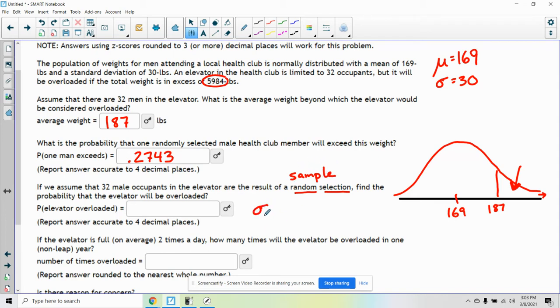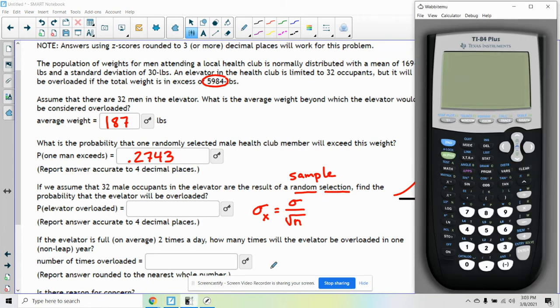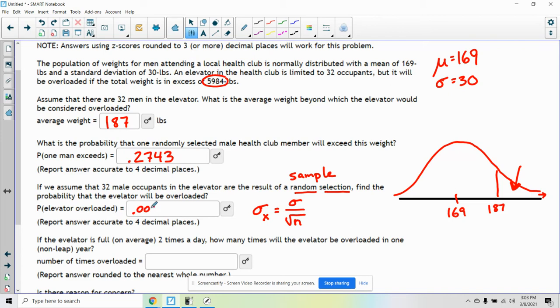The sigma from our sample is going to be equal to the sigma of the population divided by the square root of n. So our sigma, you can just write it in the calculator just like that. We're still going to do the exact same thing. Nothing's going to change except for sigma. Normal CDF. Now my sigma is 30 divided by the square root of the sample size, 32 men. So it's 0.0003.